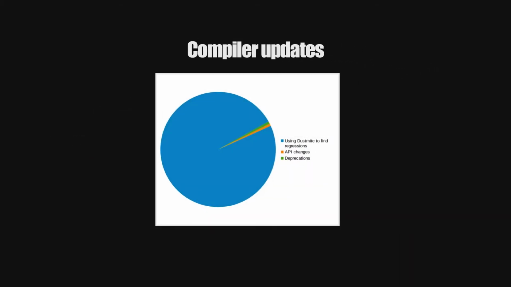So compiler updates in our code at EMSI look kind of like this. The blue part is using DustMite to narrow down compiler regressions because of all the crazy template code that we have. The yellow part there is due to API changes, and the green part is due to deprecations.